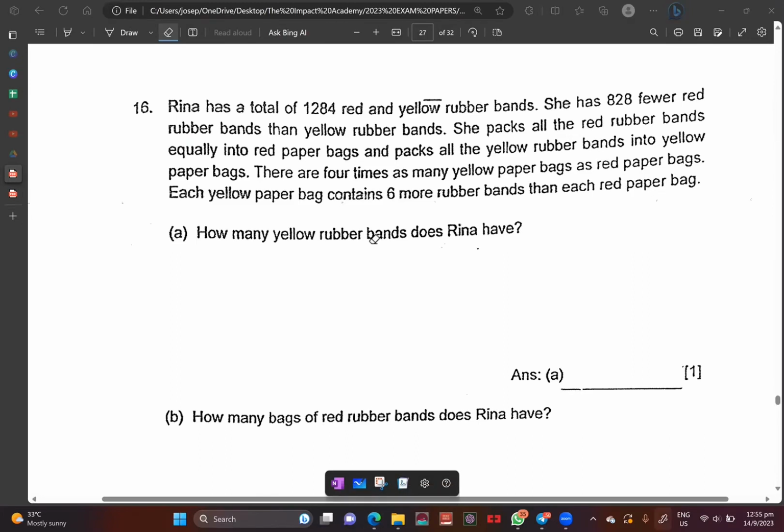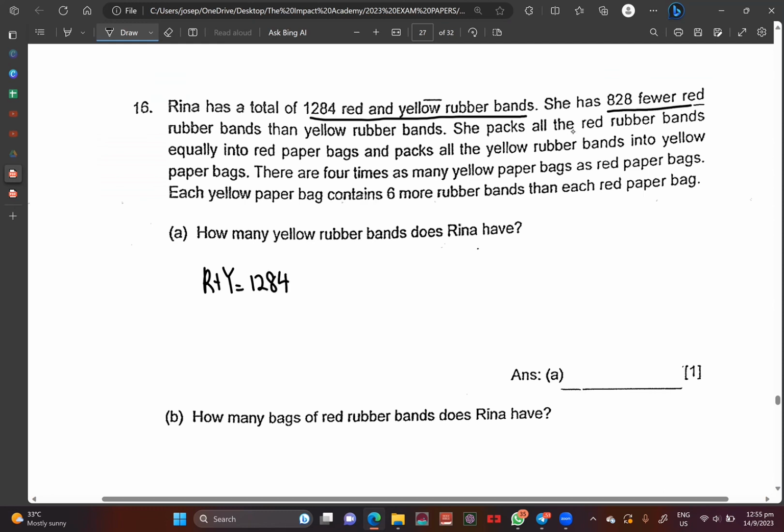Okay, hi everyone. Today we are looking at question number 16. Now, over here it says that Rina has a total of 1,284 red and yellow rubber bands. So R plus Y is equal to 1,284. She has 828 fewer red rubber bands than yellow rubber bands.